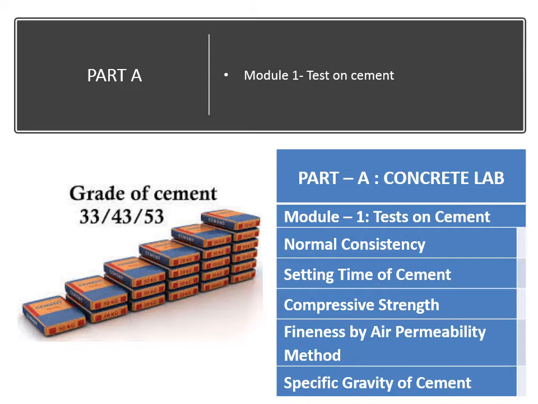So as I said, module 1 basically covers test on cement. Okay, so test on cement, basically you have some physical properties such as normal consistency, setting time of cement, compressive strength, fineness by air permeability test, and specific gravity test.